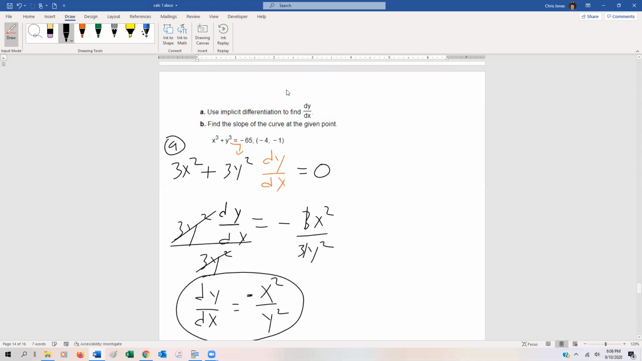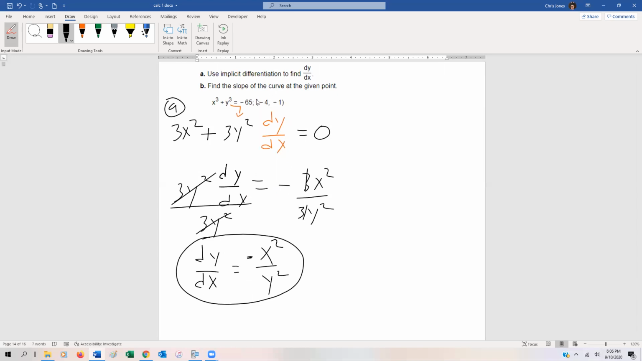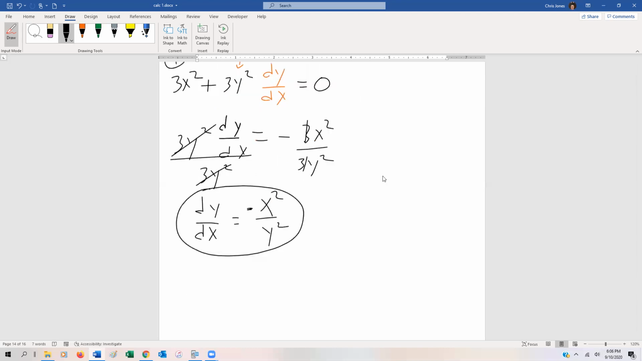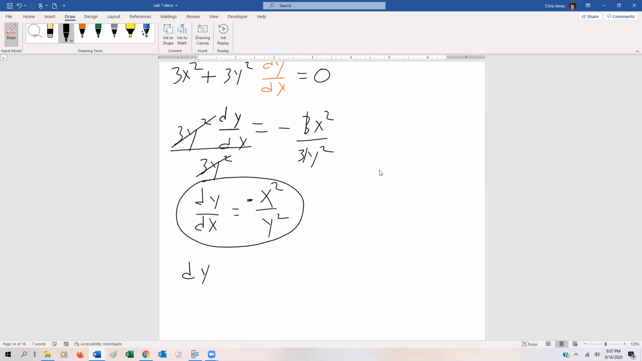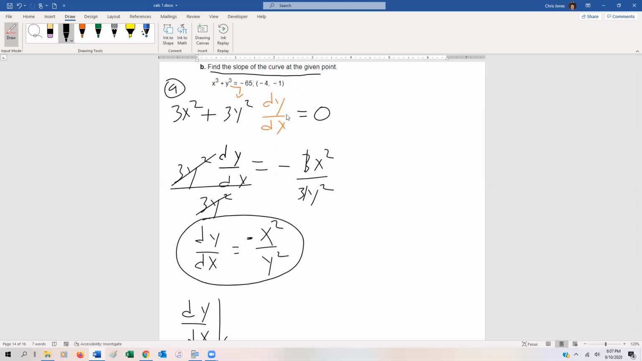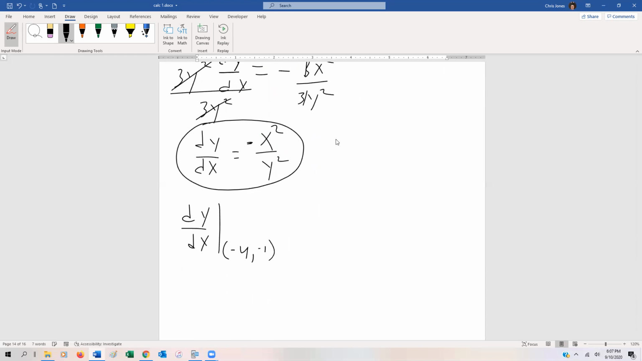Part A asked us to be able to find the implicit derivative. But it doesn't help us to find the rest of this yet. Okay, well, it does help us, excuse me, but we haven't answered it. So now we have to find the slope at the given point, negative 4, negative 1. So we're going to substitute negative 4 in for x, and negative 1 in for y. So dy/dx at the point negative 4, negative 1 is going to be equal to the opposite of negative 4 squared divided by negative 1 squared.